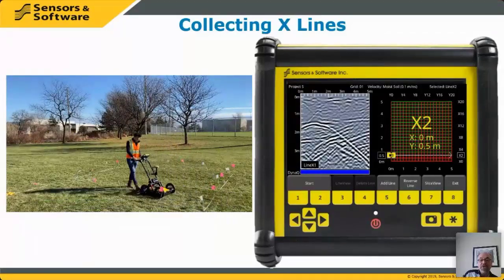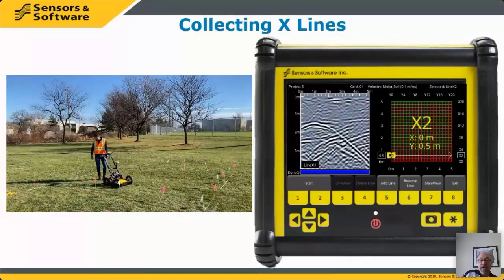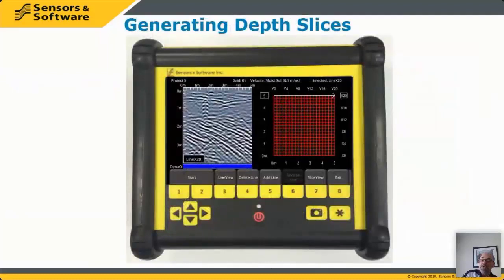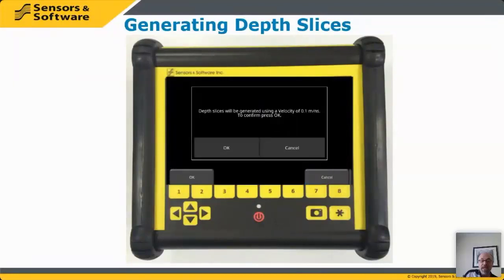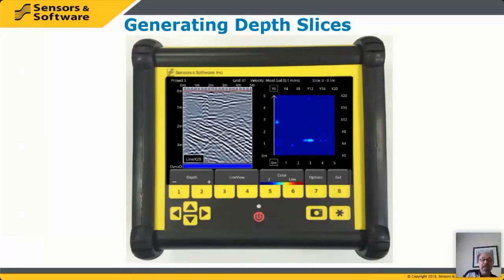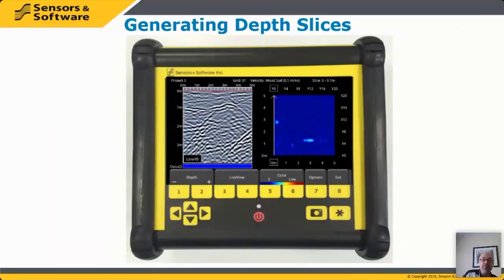Okay, so you work your way through the grid collection, gradually filling in all the lines, and in the end, the goal is to create depth slices of the data or a three-dimensional image of the data. The system will process the grid on the spot and give you a depth slice right on board, and then you can start slicing down.